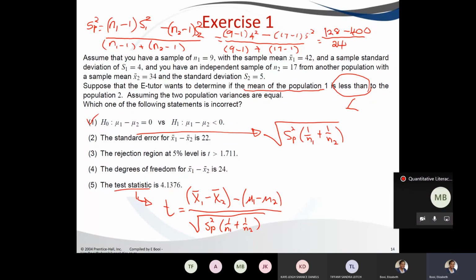And let me double check the other one. 5 squared times 16 is 400. So there it's fine. So 128 minus 400 equals minus 272, because I'm running out of space. Divide by 24 equals minus 11.3333. So we're going to substitute it into the formula.